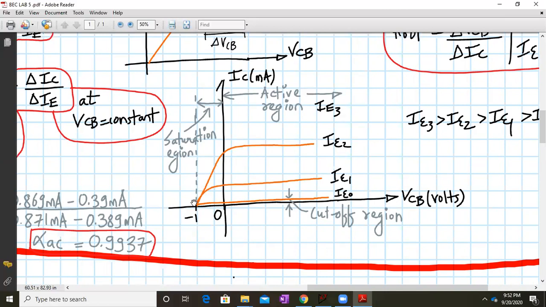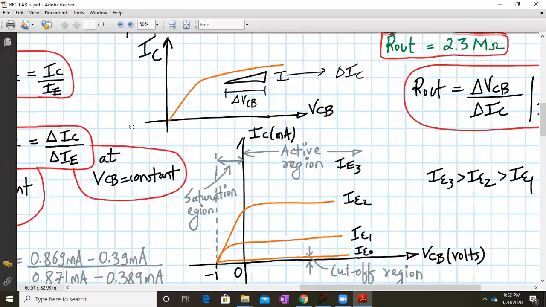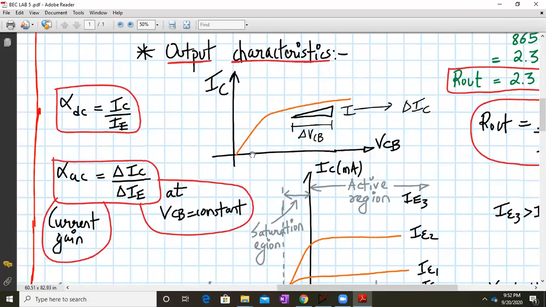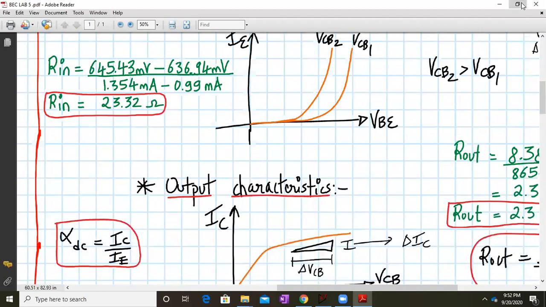So the output characteristics will give us information about which operating region the BJT is operating in, in common base mode. They will also give us information about the output impedance. Here the output impedance is delta VCB upon delta IC. It also gives one more piece of information: the common base current gain, which is denoted by alpha. There are two types, alpha DC and alpha AC. Particularly, we will be measuring alpha AC, which is delta IC upon delta IE at a constant value of VCB.